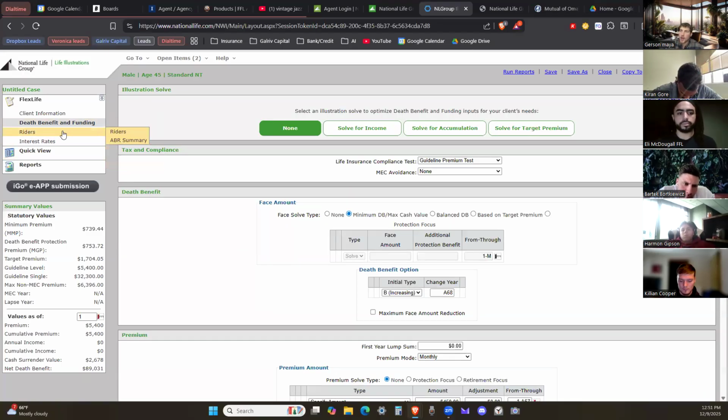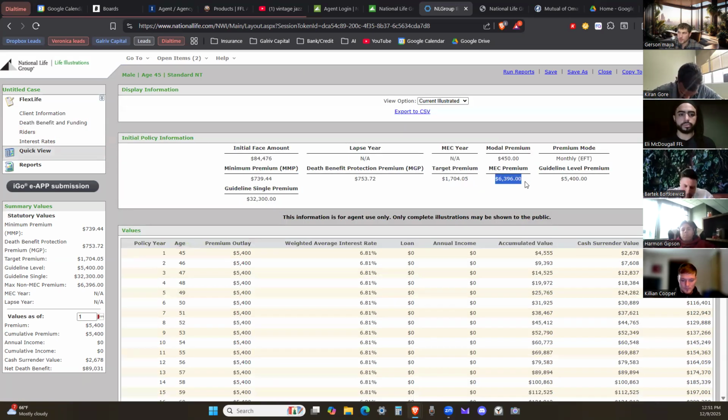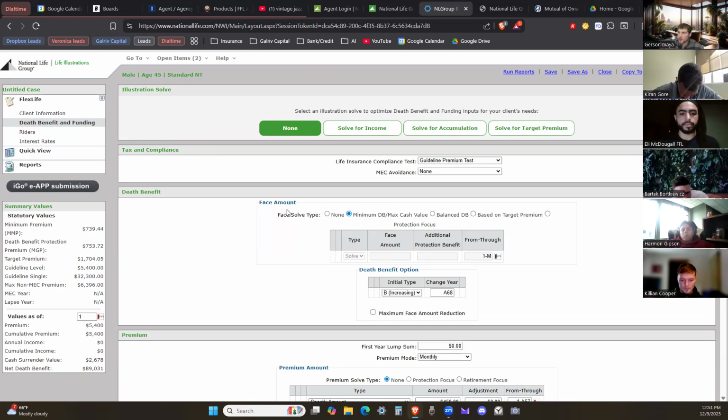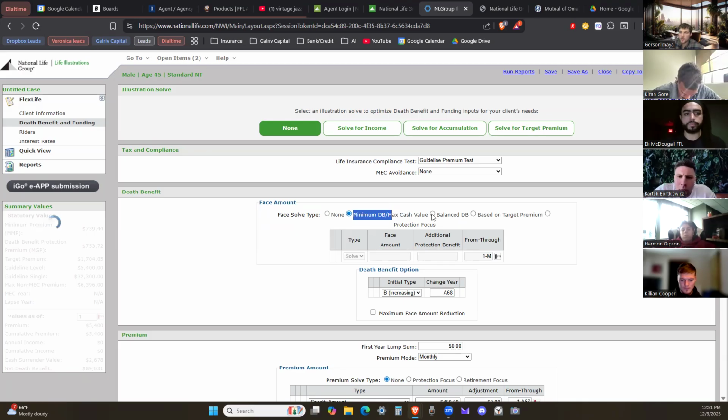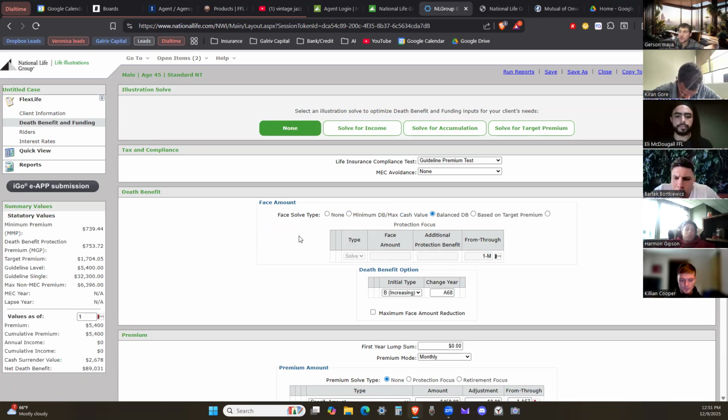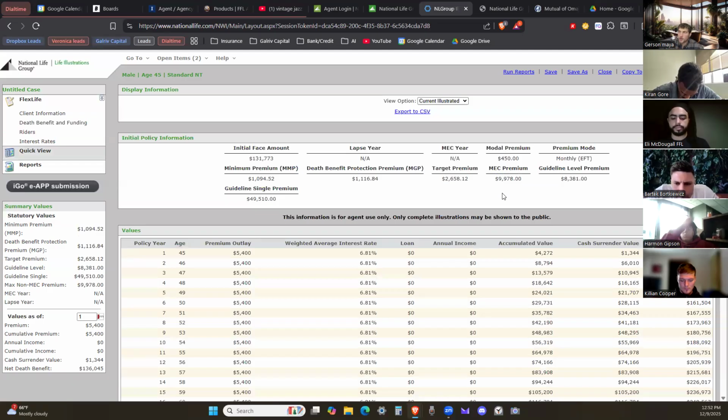And I'm going to go back to the hypothetical of someone maybe wanting to put more money into the policy. If they want to put more than this MEC premium will allow them, we'll go back to death benefit and funding here. And instead of a minimum death benefit, we'll do a balanced death benefit. That is just going to make it a little bit higher. The cost of insurance is going to be a little bit higher. The death benefit's going to be a little bit higher, but the MEC premium is also going to be a little bit higher. So although they're paying a higher cost of insurance, they might be okay with that because they know they're going to be putting in a lot more money into the policy, potentially thousands and thousands of dollars more.